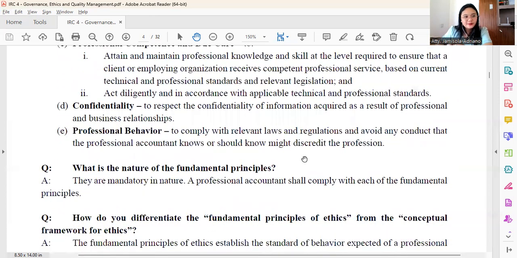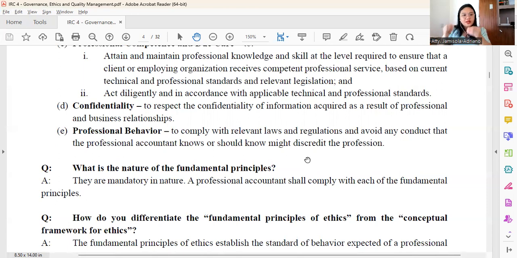And then the last fundamental principle is professional behavior. This is to comply with relevant laws and regulations and avoid any conduct that the professional accountant knows or should know might discredit the profession. So you should behave in such a manner that the accountancy profession will not be put to shame. Okay. So do not act like a normal person. You have to act professionally, whether in your business dealings or in your professional dealings.